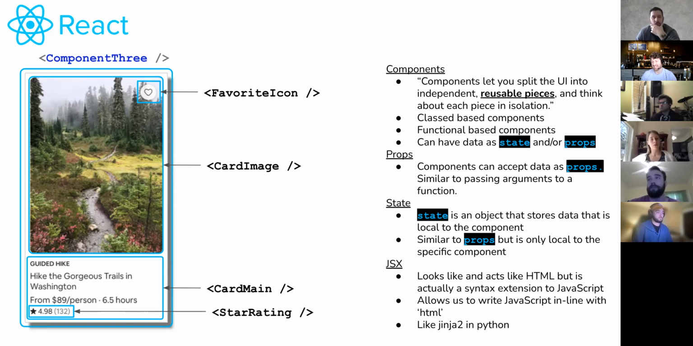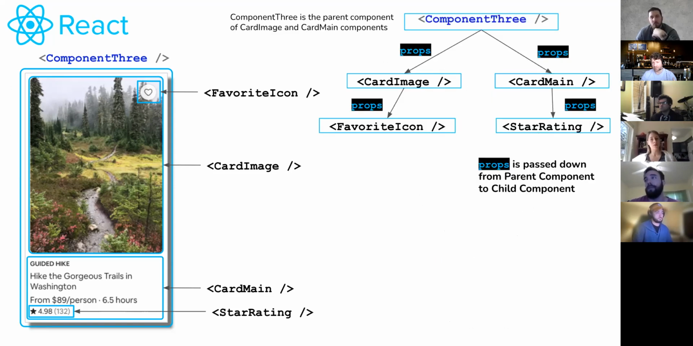So components can accept data as props. If you look at component 3, maybe component 3 has some data that we want to pass down to the image card. And maybe the image card has some data that we want to pass down to the favorite icon component. And it's being passed down as props. So you're going to hear that term a lot. Component 3 is the parent component of the image and card main components. So props is passed down from the parent component down to the child component. So you're going to hear that.